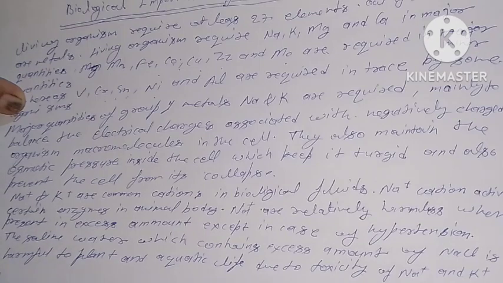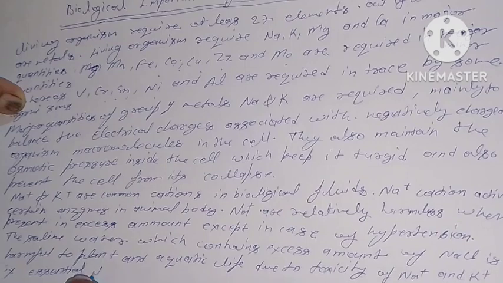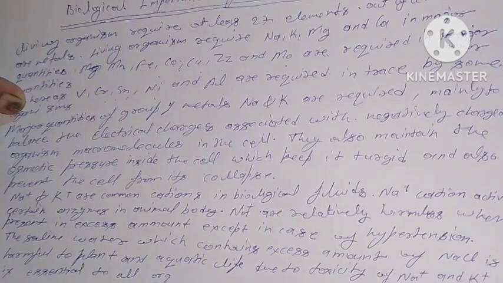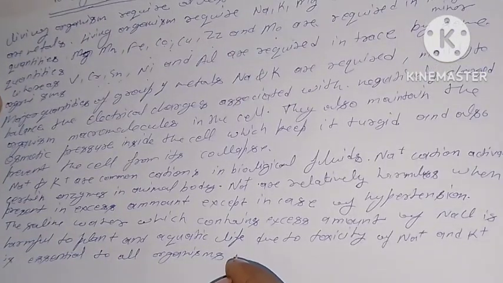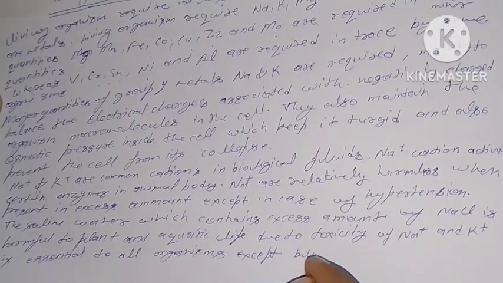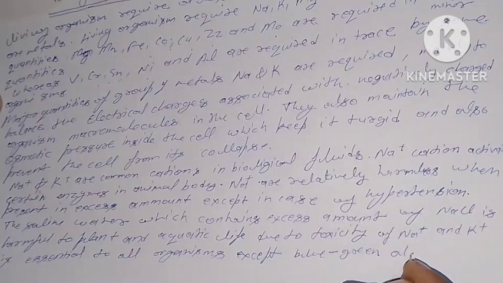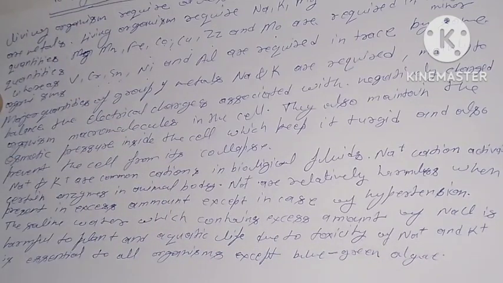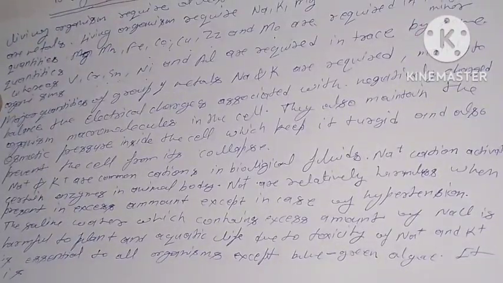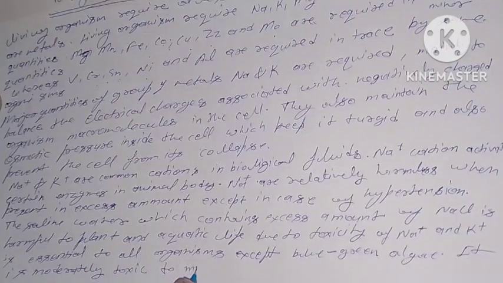Potassium positive ion is essential to all organisms except blue green algae. It is moderately toxic to mammals. Okay?